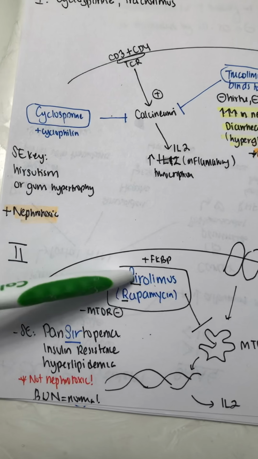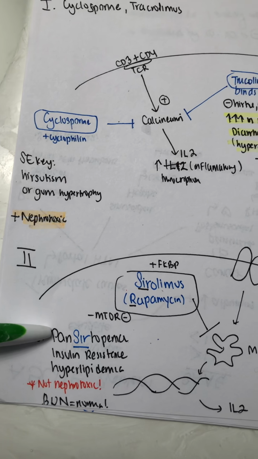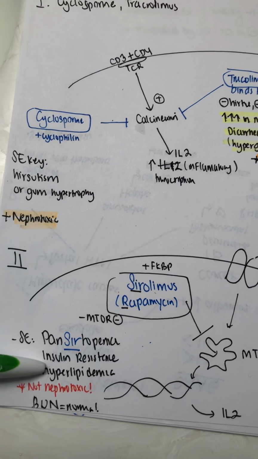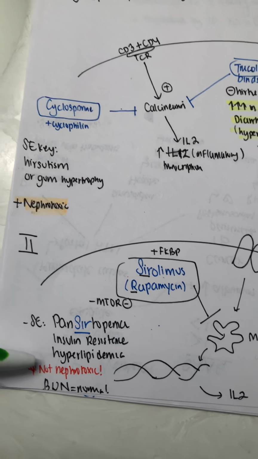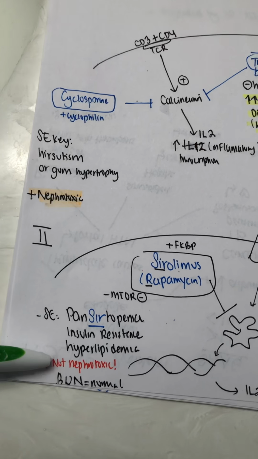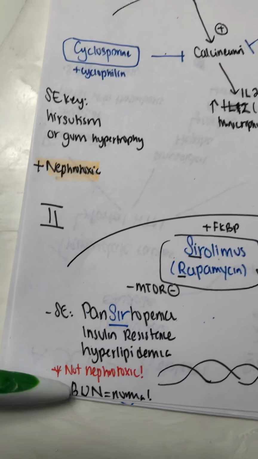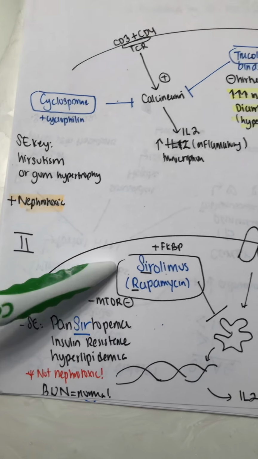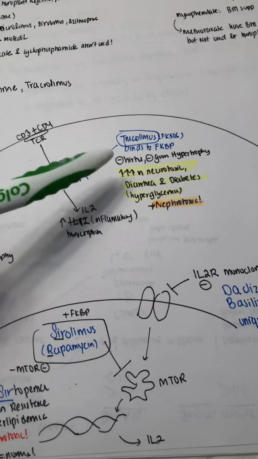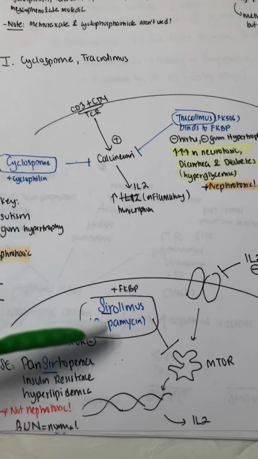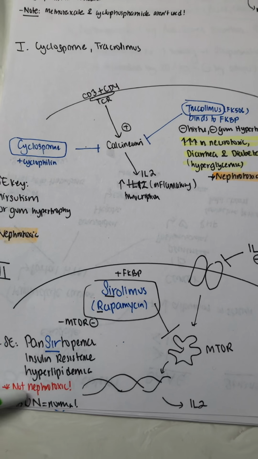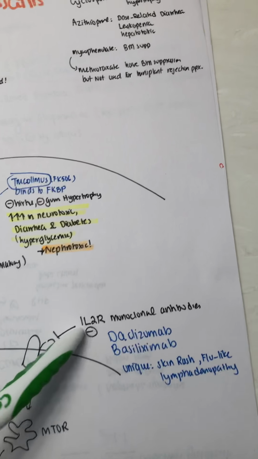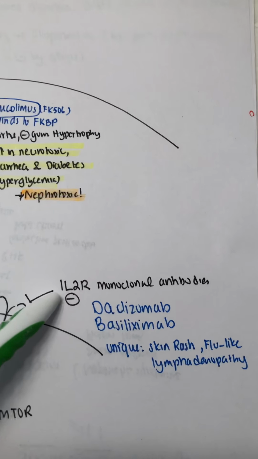The side effects: pancytopenia, insulin resistance, hyperlipidemia. The important thing is it's not nephrotoxic. That means the creatinine is normal, BUN is normal. So you can actually use sirolimus with either cyclosporine or tacrolimus as an adjuvant therapy because it's very safe for the kidney, right?